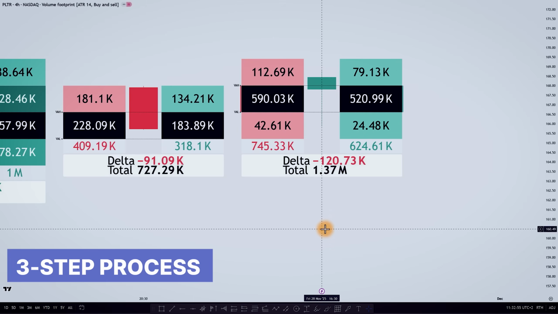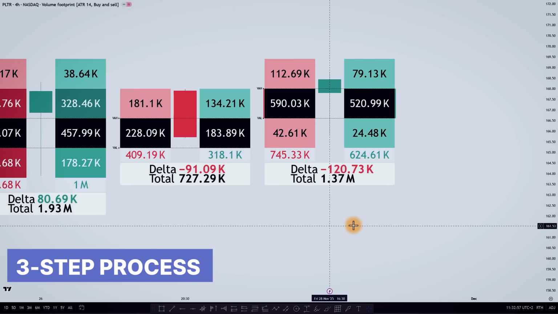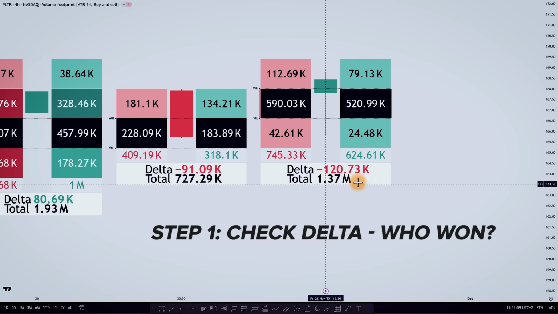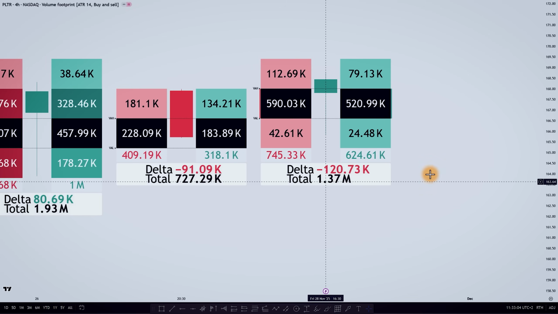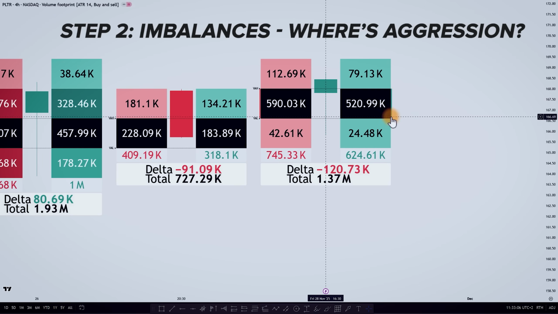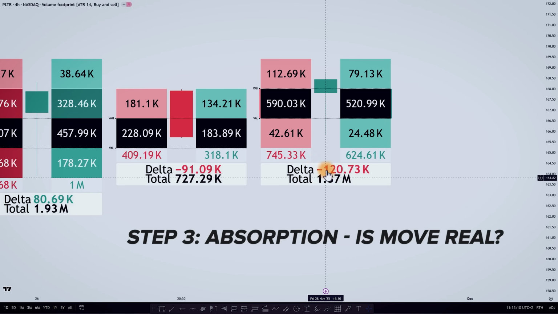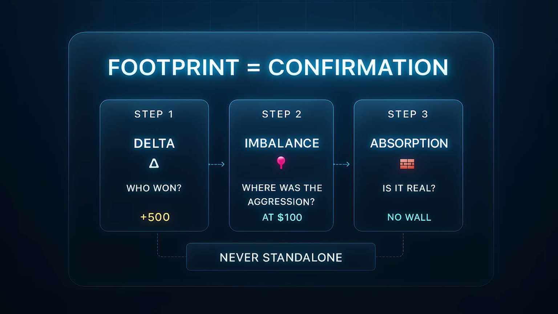Here's your 3-step process for reading any footprint chart. Step 1. Check the overall delta. Who won the candle? Step 2. Look for imbalances. Where did aggression happen? Step 3. Check for absorption. Is the move real? Delta, imbalances, absorption. That's your order of operations.